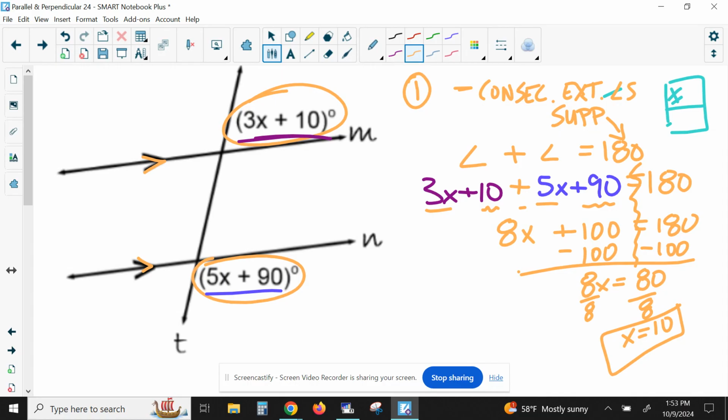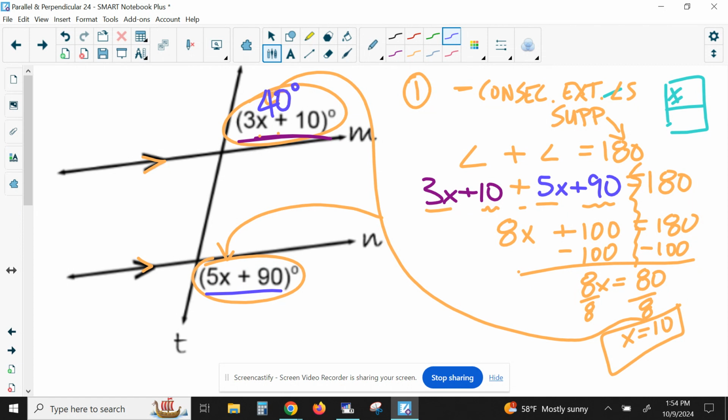So we're going to take this x, because we need to find the angle measures, because this 10 is not the angle measure. It's just the value of x. So you got to plug them in. So go ahead and grab your calculator or multiply in your head. It's totally up to you. 3 times 10 plus 10 is 40. So the measure of this angle is 40 degrees, which seems like a legit number. If you got something weird, it might not be good.